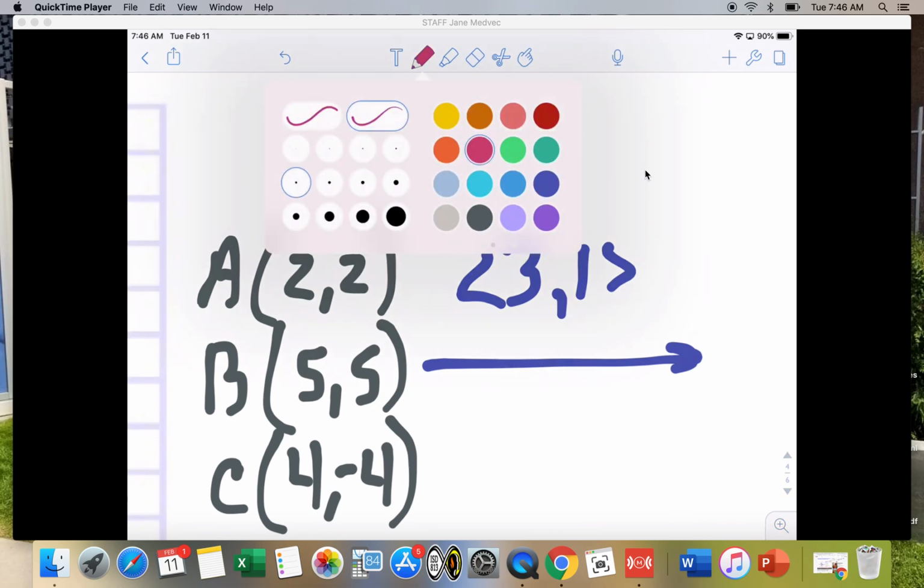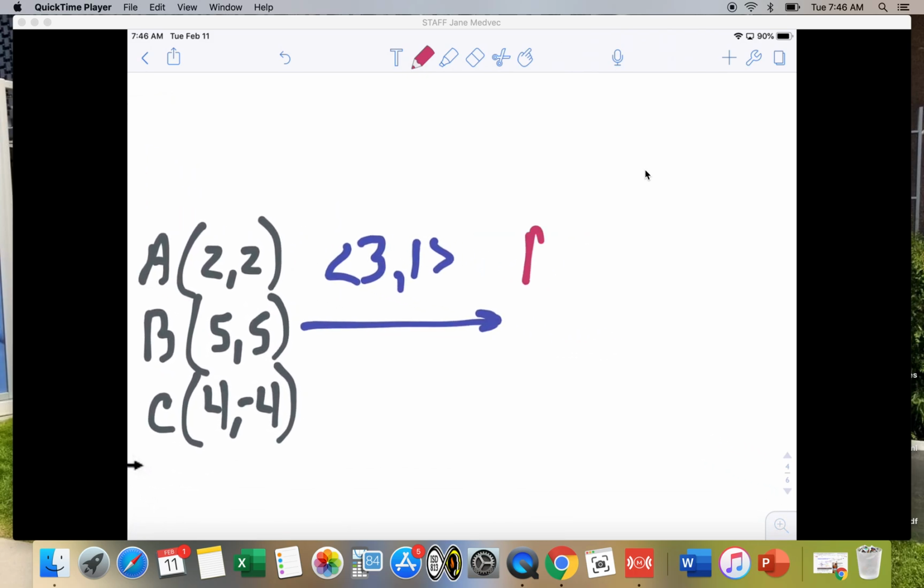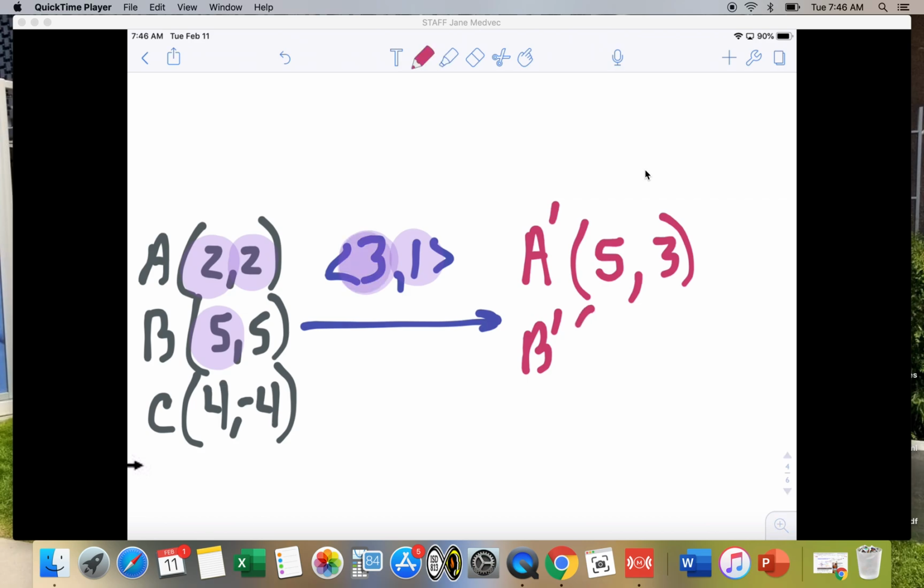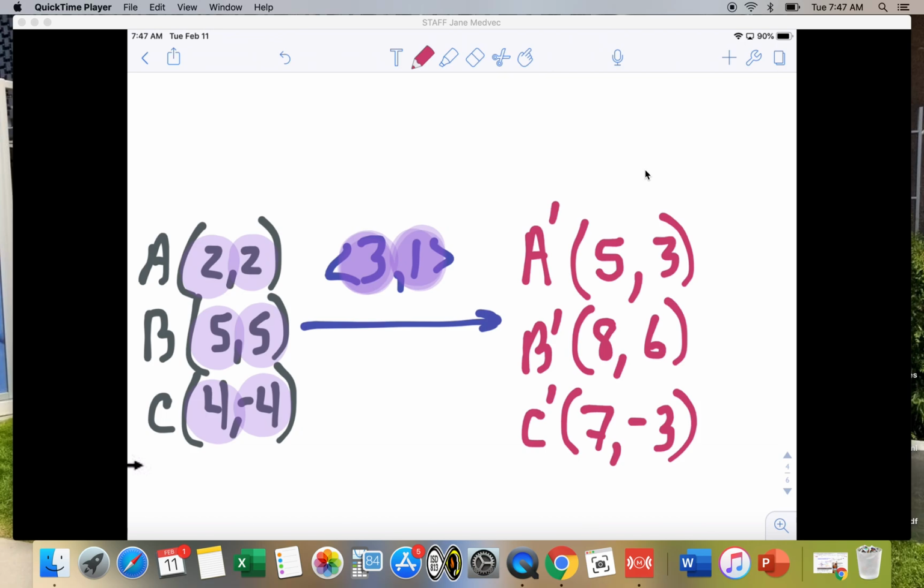And then what I'm going to do is use these ordered pairs to help me because it's a lot easier when you use ordered pairs. So A prime then would be, I'm going to grab my 2, add a 3, and I end up with 5. And then I'm going to take my 2 and add 1 and I end up with 3. And then I'm going to go to B prime. B prime, I'm going to take 5, add 3 and I end up with 8. And then I'm going to take 5, add 1 and I get 6. Now I'm going to go to C prime. I'm going to take 4, add 3 and I get 7. And then I'm going to take -4 and add 1 and I end up with -3. So really I find that this is the best way and the easiest way to make these translations.